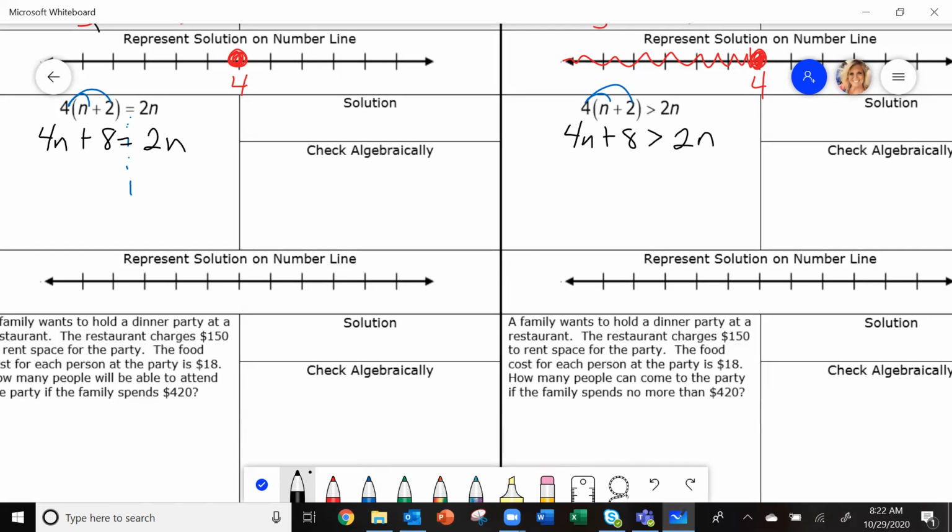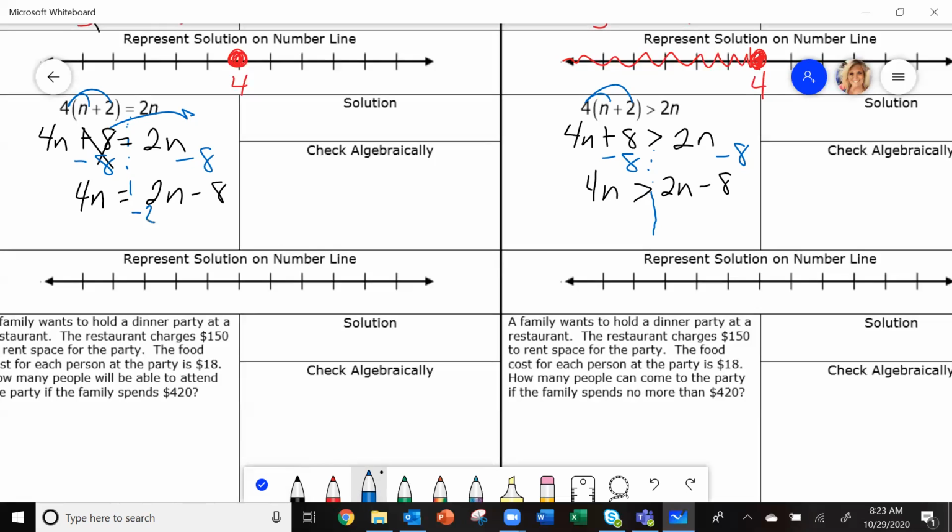Okay. So here's what I'm going to do. You don't always have to do it this way. People will show you other ways. I just always like to get my constants to the right, my variables to the left. So I'm going to move this 8 over to the other side. I'm going to subtract 8 from each side. That's true on both of these. I'm going to get 4n equals 2n minus 8. 4n is greater than 2n minus 8.